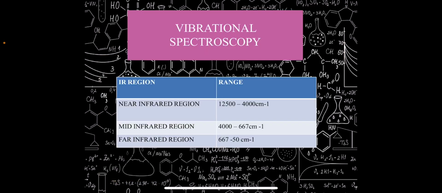Vibrational spectroscopy is also called infrared spectroscopy. So these are the infrared region ranges. Near infrared region, the range is 12,500 to 4,000 centimeter inverse. Middle infrared region, 4,000 to 667 centimeter inverse. And for the far infrared region, the range is 667 to 50 centimeter inverse.